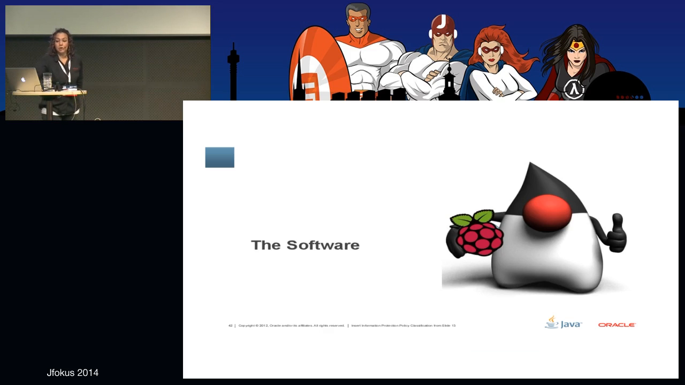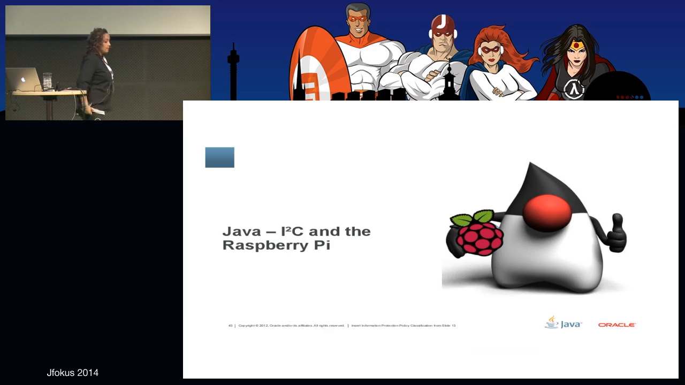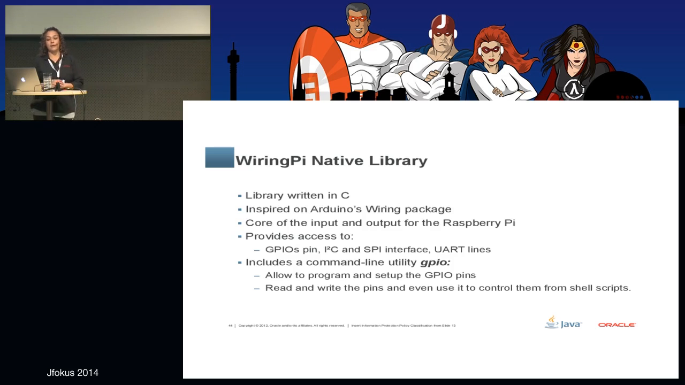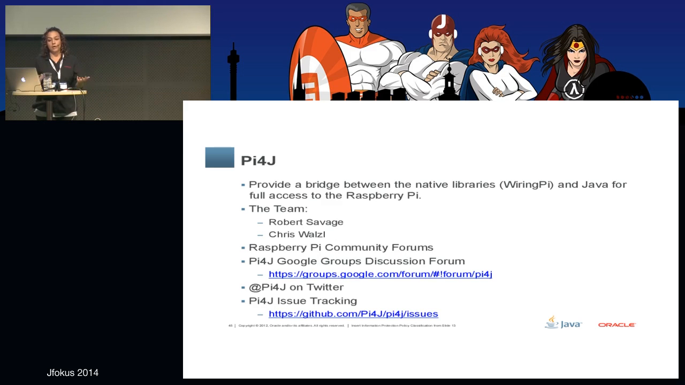Software, okay. So again, we mentioned that we have Pi4J for Java. Where did it come from, really? Well, there is a native library called WiringPi. It is written all in C, and it was inspired by Arduino wiring. It has access to all the input and output on the Raspberry Pi. So again, it has support for GPIO, I2C, SPI, everything. And then what the Pi4J guys did was wrap it up, so we have Java support for it. So it provides a bridge between those native libraries, WiringPi, and Java for the Raspberry Pi.